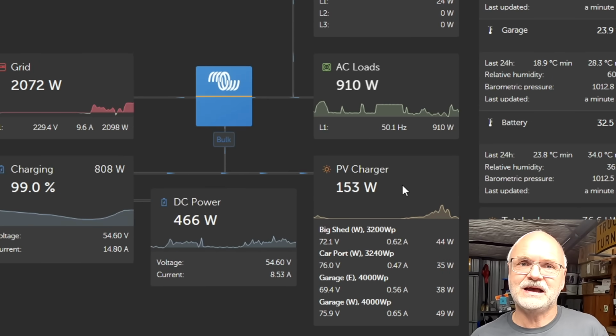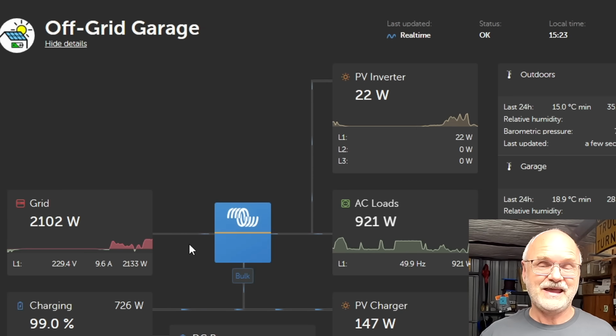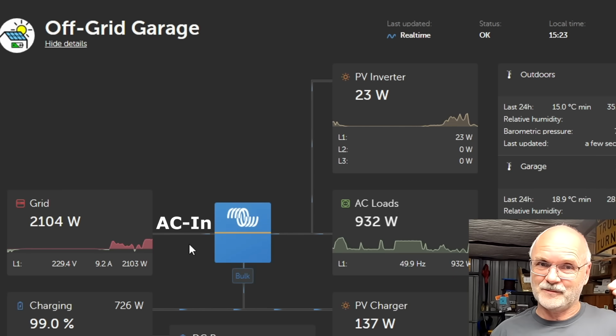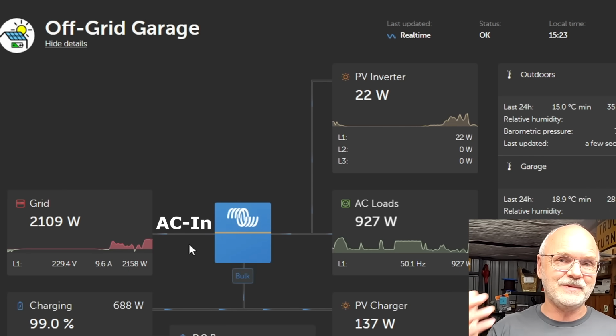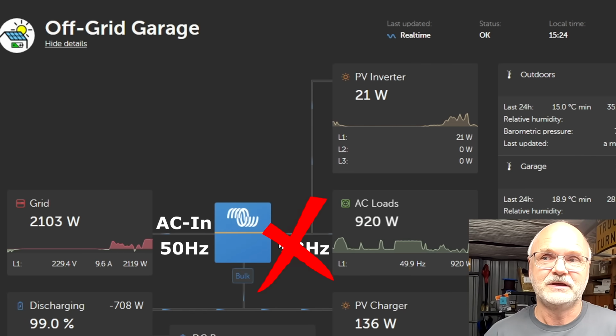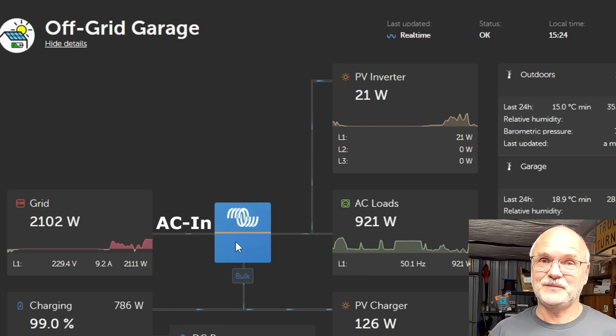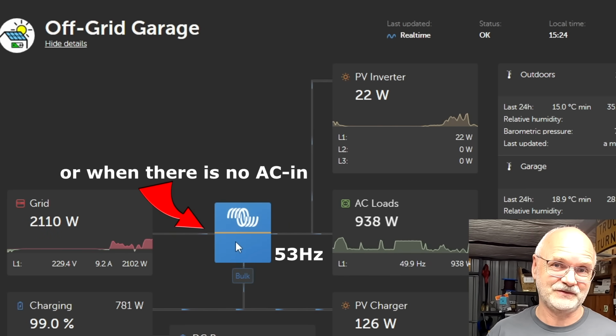The PV chargers here are DC coupled and will stop charging automatically once we hit the 56.8 volt. The frequency shifting doesn't work anymore once you have an AC in. Either you are connected to your grid or to a generator or to another inverter. So any input in the AC in of your Multiplus will automatically eliminate the frequency shift on the output because it cannot have 50 Hertz on the input and 55 Hertz on the output. It is not a frequency shifting device. So this frequency shifting of the Multiplus works only in off-grid installations.